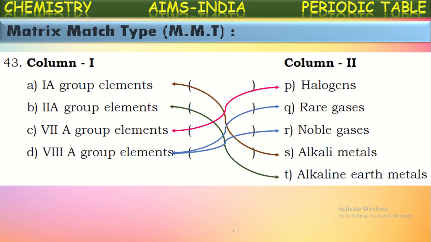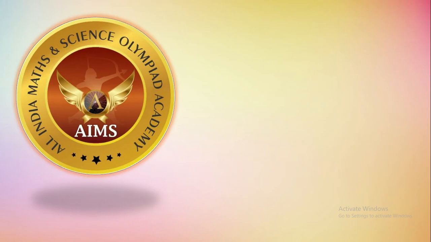Check these ones. First group elements, alkali metals; second group, alkaline earth metals; seventh A group, halogens; eighth A group, rare gases or noble gases. Okay, this is about matching. Okay, this is a practice sheet related to the periodic table.